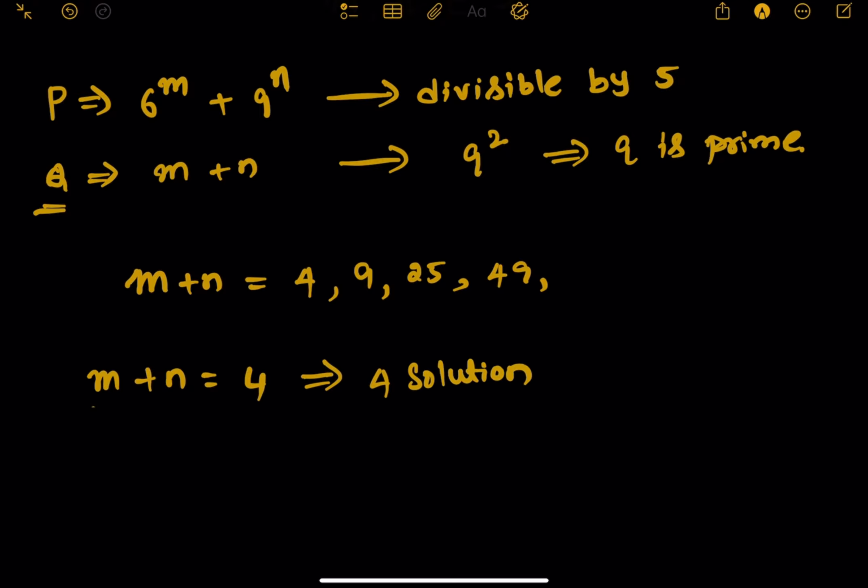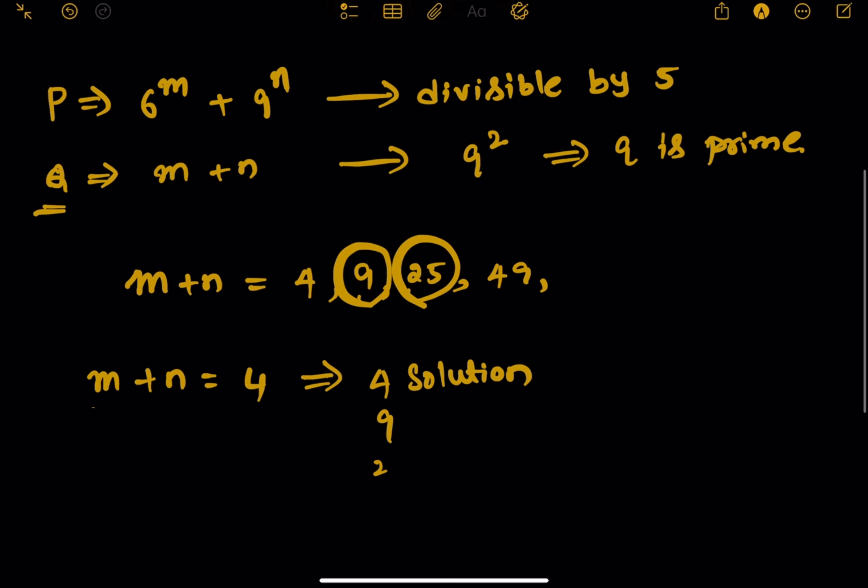Alright. Similarly, if m plus n is 9, we'll have 9 solutions. If m plus n is 25, we'll have 25 solutions. Sorry, I made a mistake.